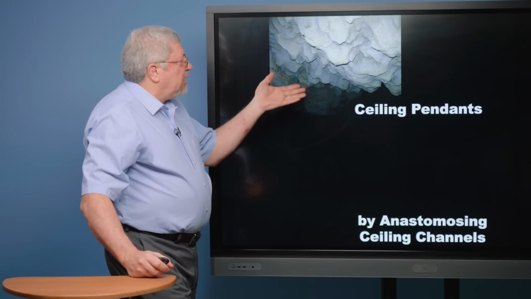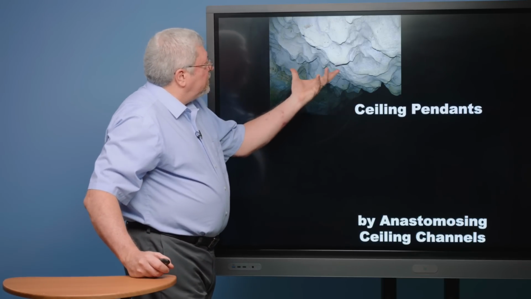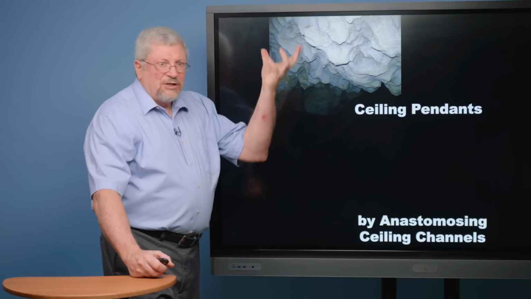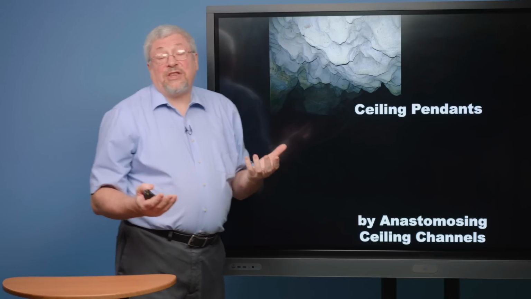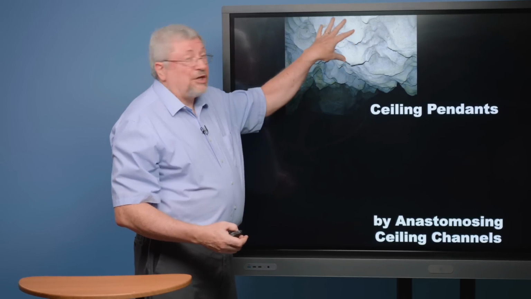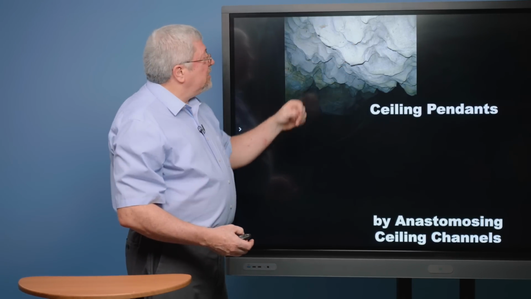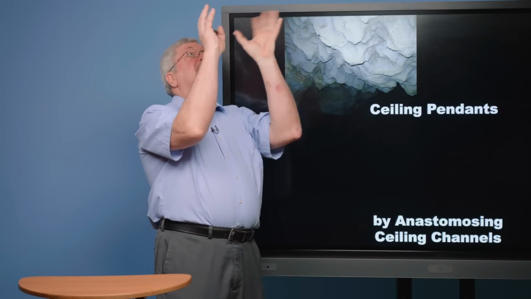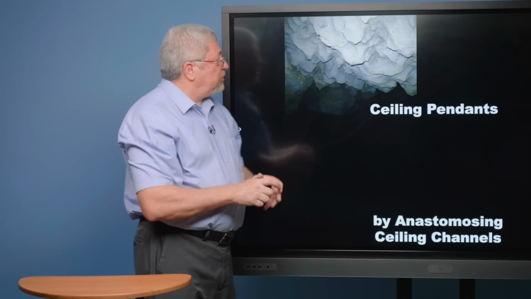Another feature are these ceiling pendants. When you look at the ceiling, you see a very bumpy ceiling. You might think, oh, well, these are stalactites, stalagmites. They're not. This is the original country rock of the cave. It's been eroded, but why does it have that very rough texture?